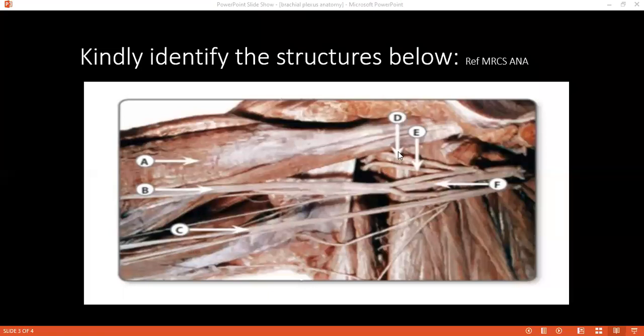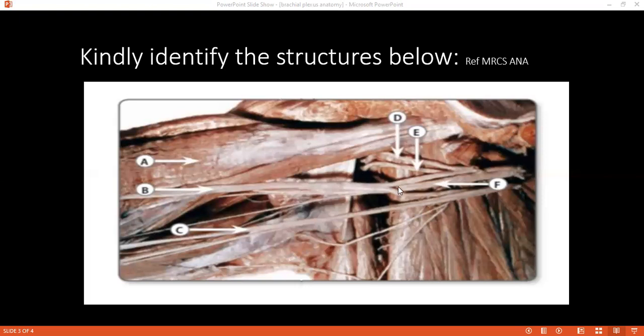D is... Just imagine it's a dissection and these structures are exposed and you're trying to identify them. Okay, what is E, please? E is axillary nerve. F, please. F is the radial nerve. Okay, what is all this that you're looking at? I'm looking at the brachial plexus.